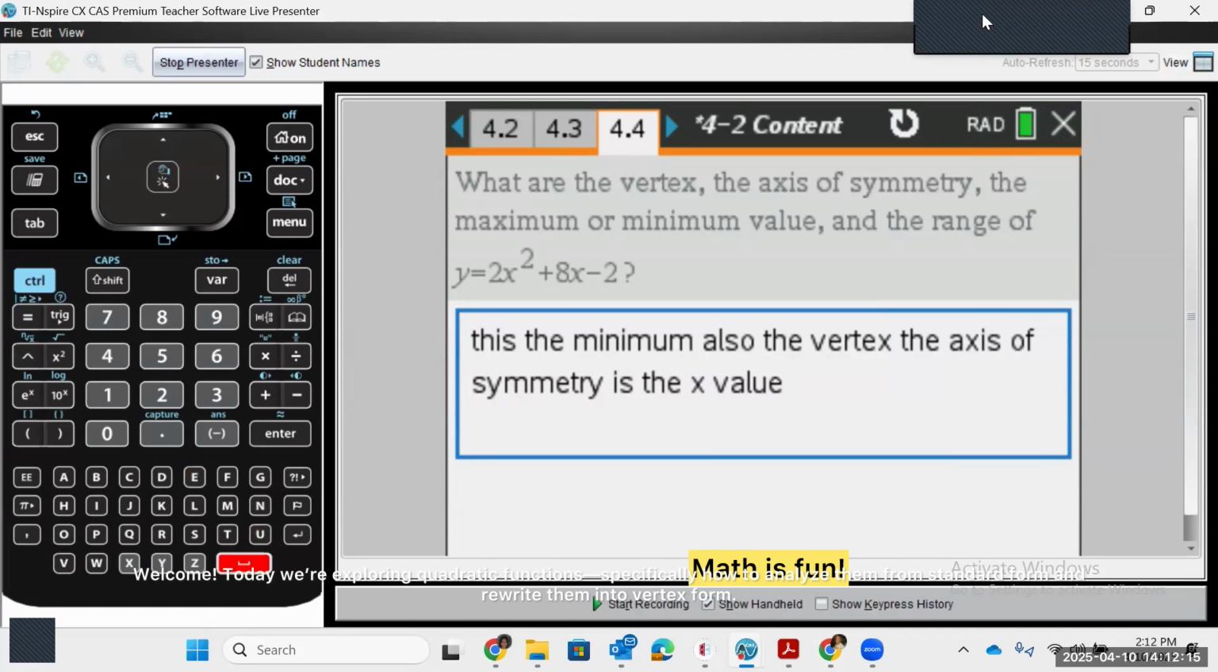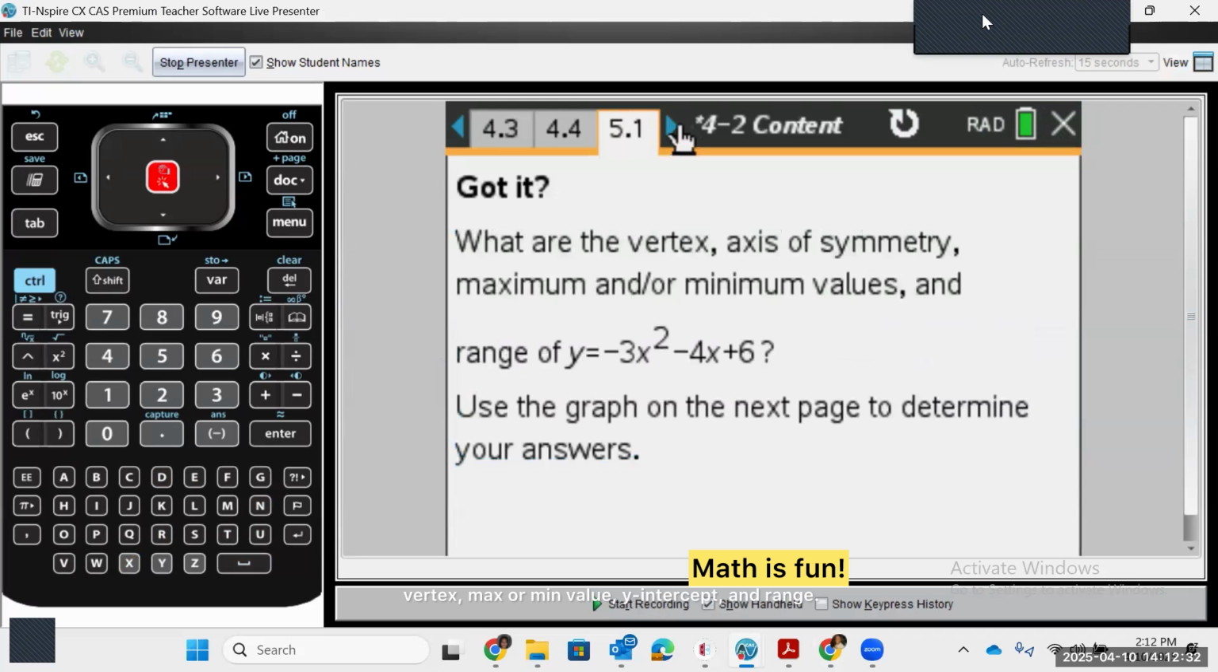Welcome. Today we're exploring quadratic functions, specifically how to analyze them from standard form and rewrite them into vertex form. This is all about connecting the equation to the graph. We'll focus on key features: axis of symmetry, vertex, max or min value, y-intercept, and range.